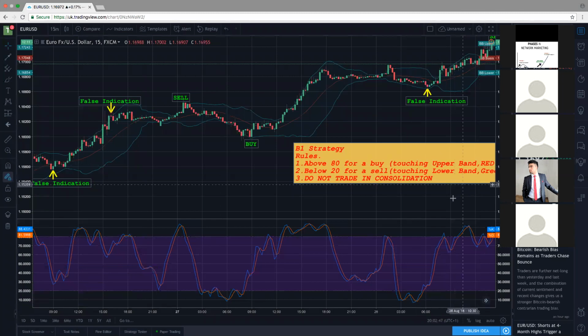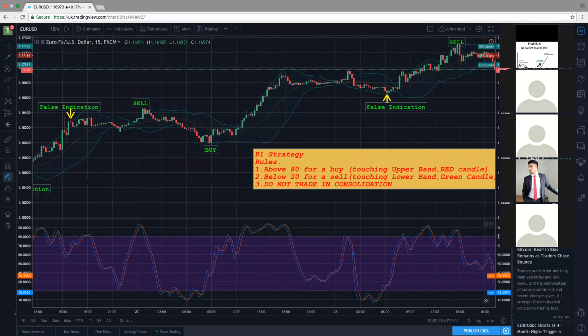So the rules are really simple. When it's above 80, we're looking for a buy. And when it's touching the top Bollinger Band and it's above 80, we're looking for a sell.